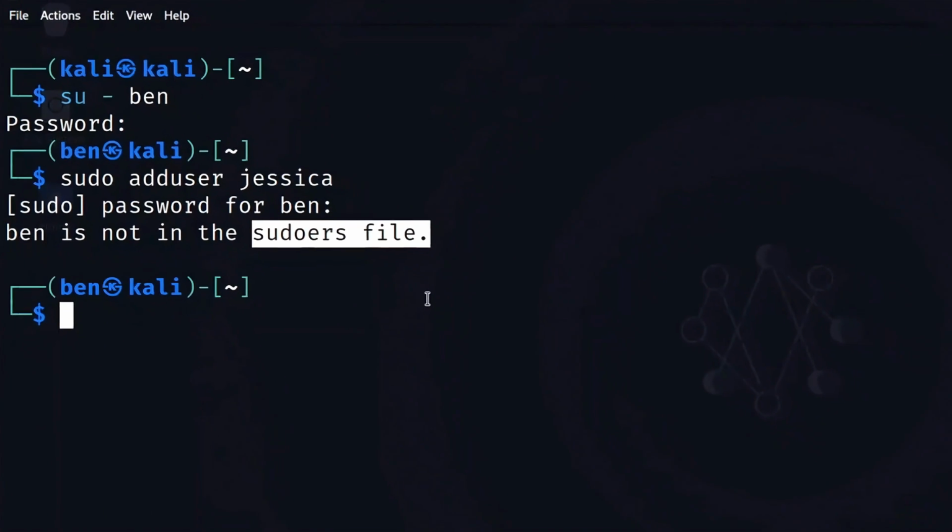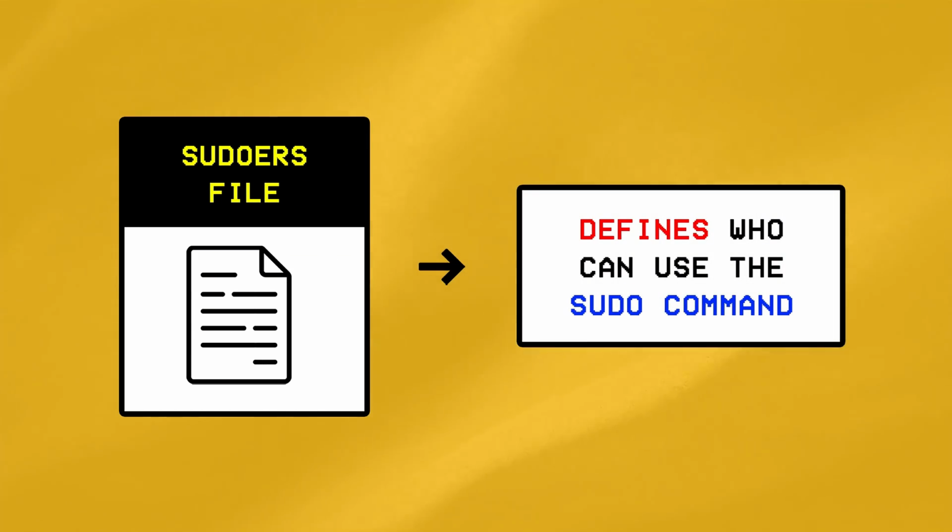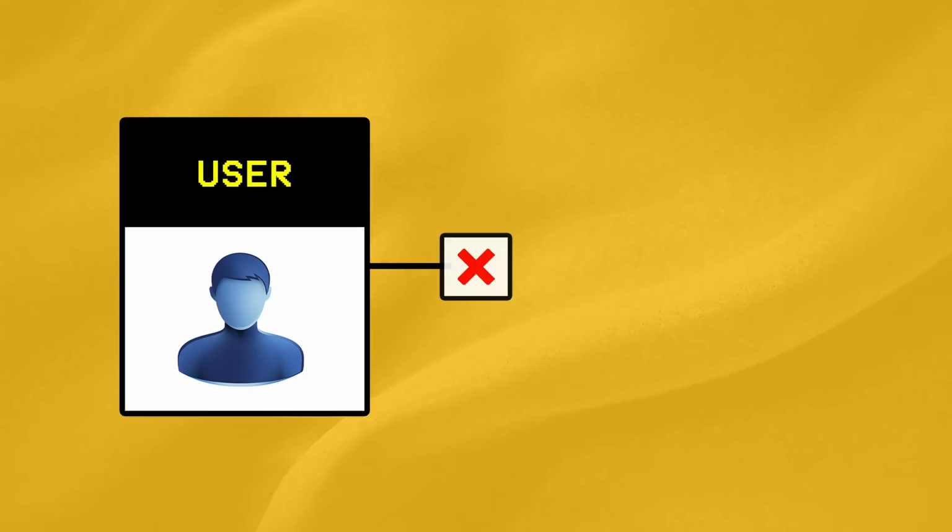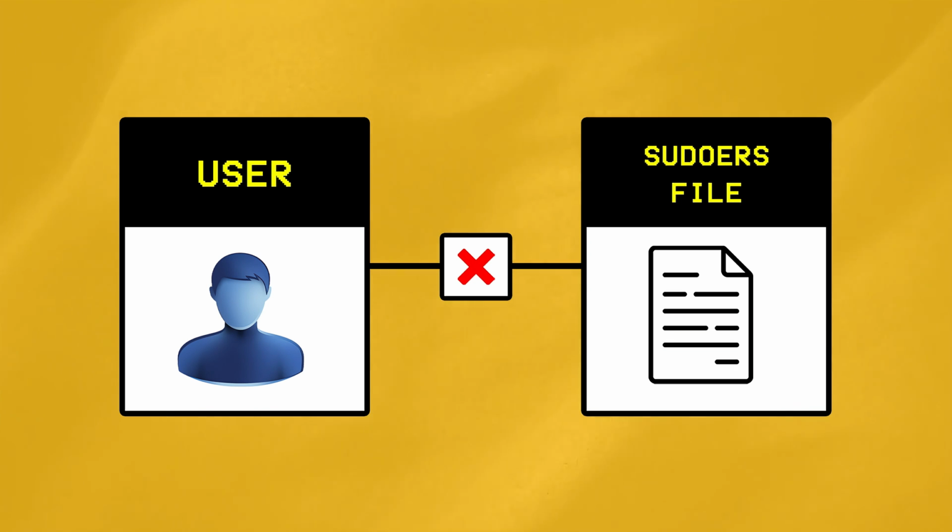So what exactly is the sudoers file, and how can we add ben to it? Well, you see, the sudoers file is basically a file that defines who can use the sudo command, and if a user is not within that file, he is basically unable to use the sudo command.